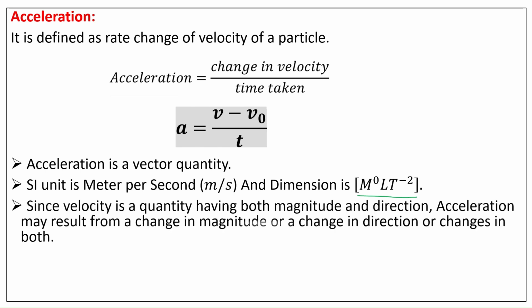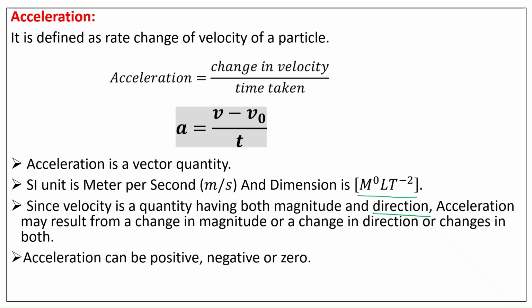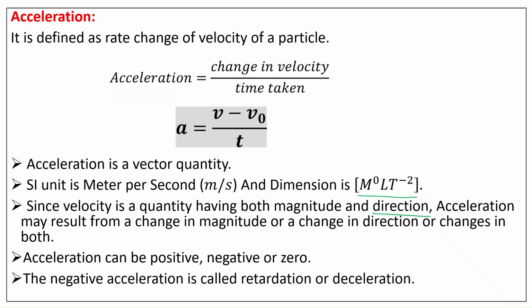Since velocity is a quantity having both magnitude and direction, acceleration may result from a change in magnitude or a change in direction or changes in both. Acceleration can be positive, negative or zero. The negative acceleration is called retardation or deceleration.